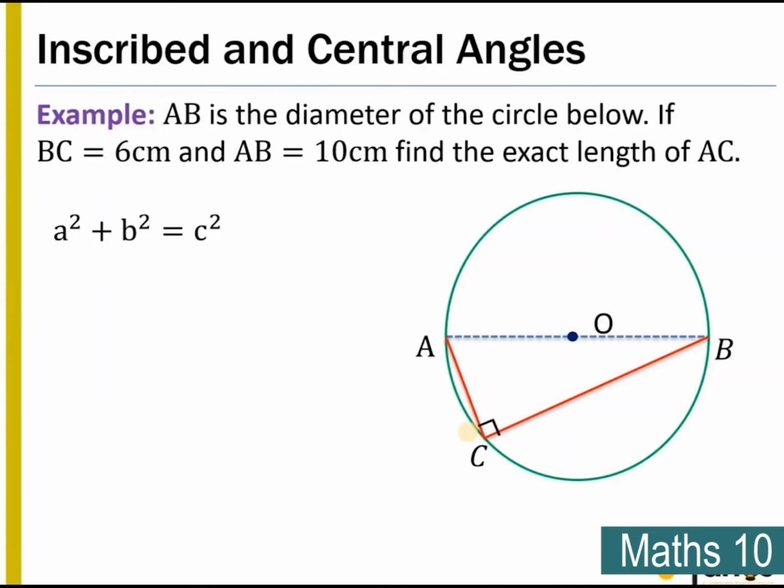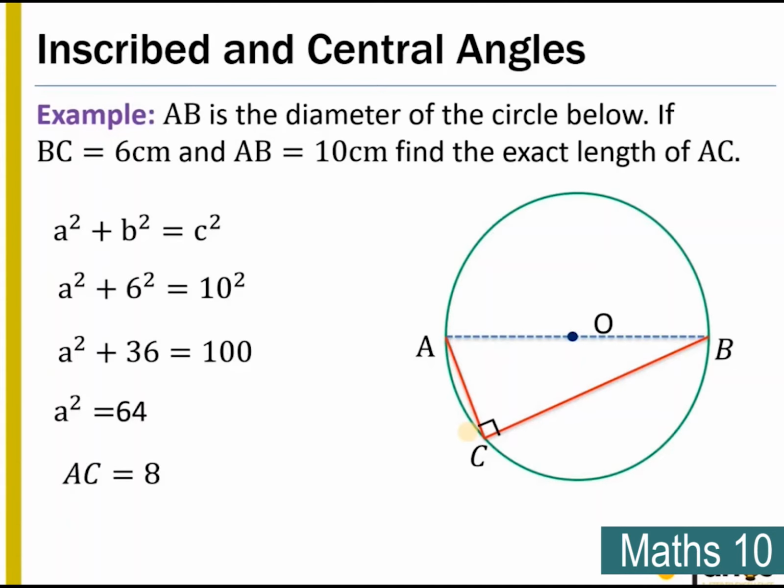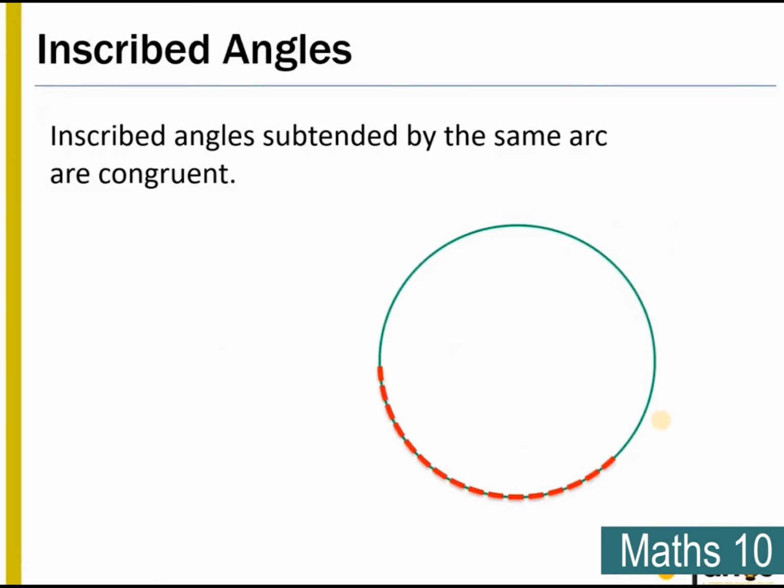A squared plus B squared equals C squared. So we know that A squared plus 6 squared equals 10 squared. So A squared plus 36 equals 100. A squared equals 64. So A is 8. The length AC is 8 centimeters.